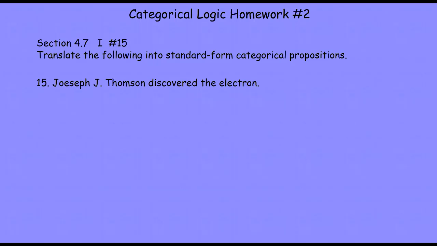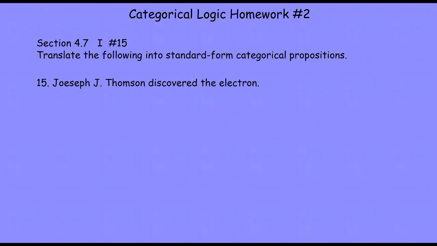So this is a singular proposition with a non-standard verb. We're going to want to change it. We'll specify a class that contains only Joseph J. Thomson as a member, because categorical logic has to be a logic of classes. So we're going to use a universal affirmative statement. We're going to introduce the phrase "person identical to Joseph J. Thomson" to pick out Joseph J. Thomson as a class containing only Joseph J. Thomson.